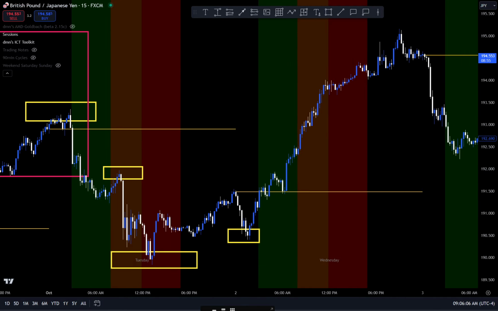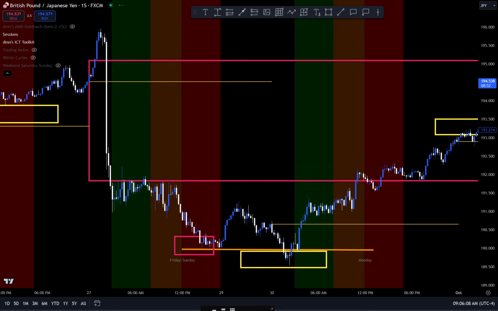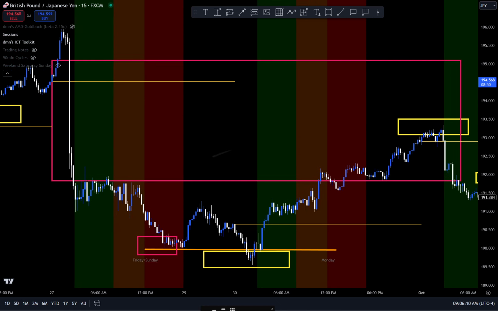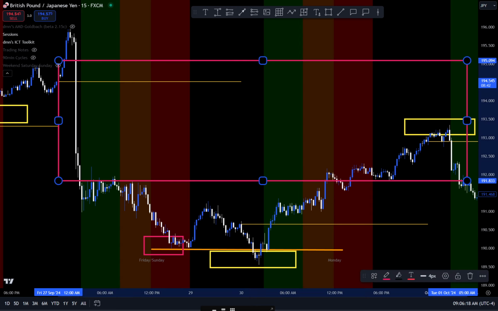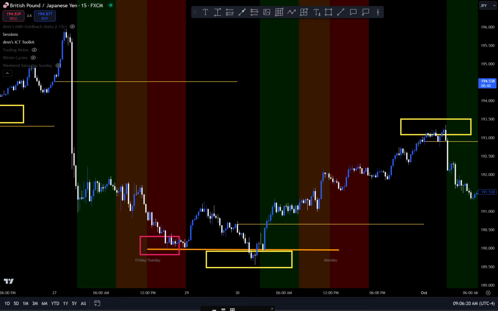Ready? Now, we talked about how big this fair value gap is and the fact that we weren't there yet on Monday until we start trending upward. So I want to get rid of that visually so you can focus on this now.